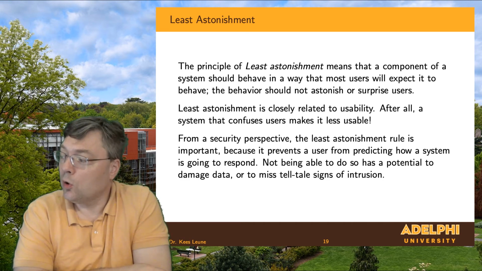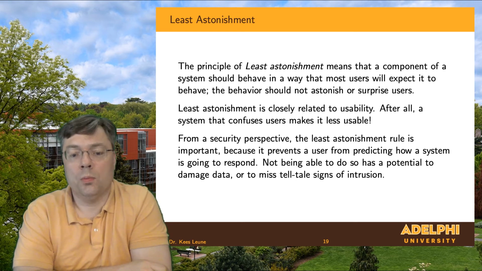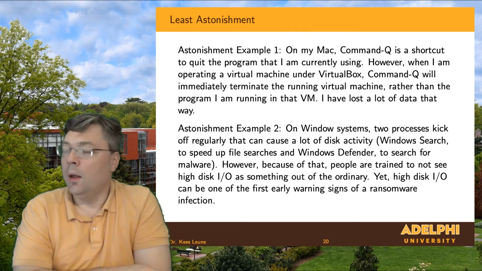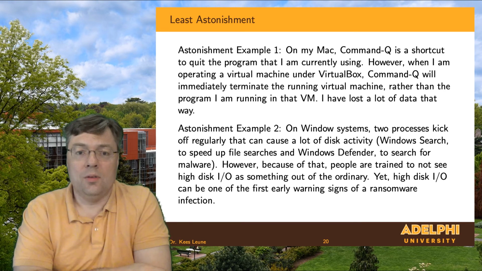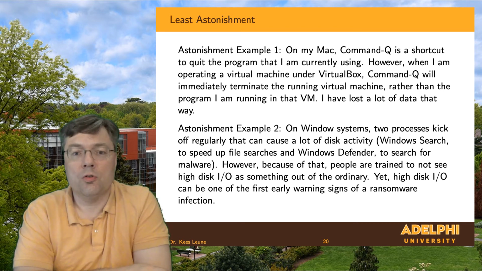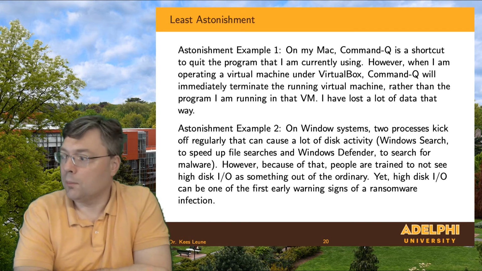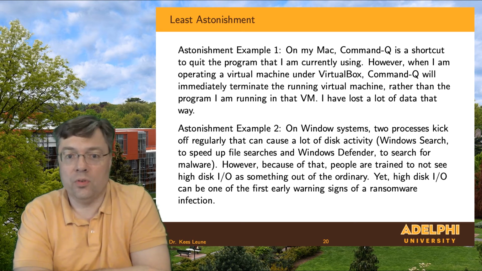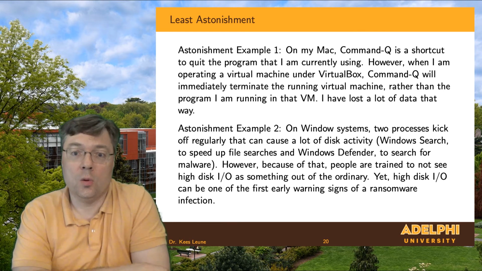It means also that a system that acts predictably is a system that's probably more secure. A clear example of that is listed here. For example, I am a Mac user. On the Mac, Command Q is typically a shortcut for quitting the program that I'm using. But I often run virtual machines on my computer. And that means that when I'm in a virtual machine and I want to quit the applications that are running in the virtual machine, I expect to be able to hit Command Q in that virtual machine.